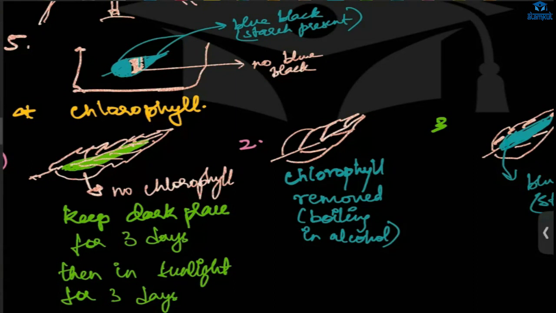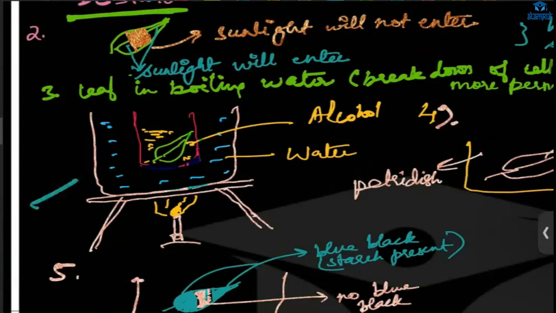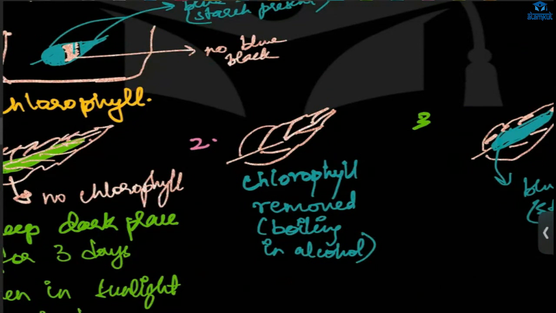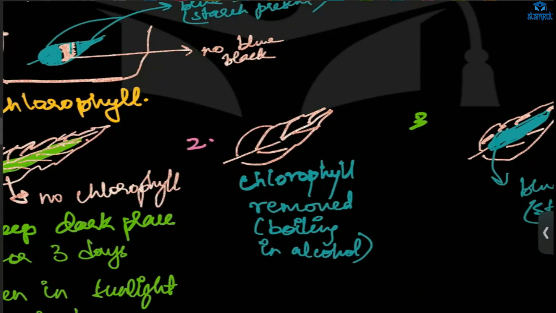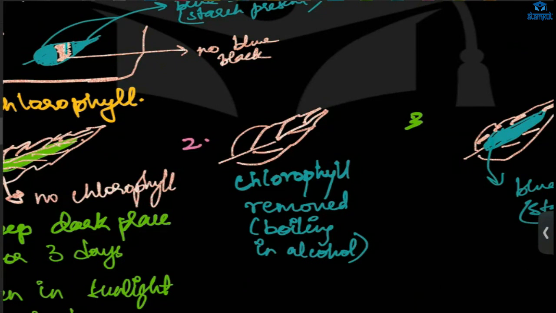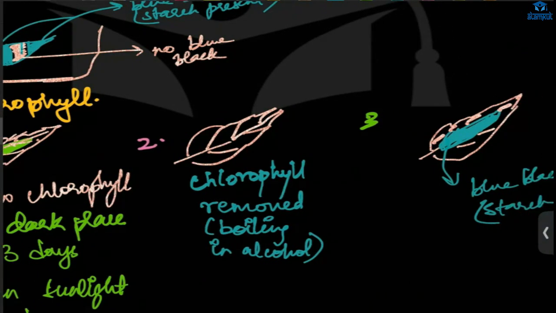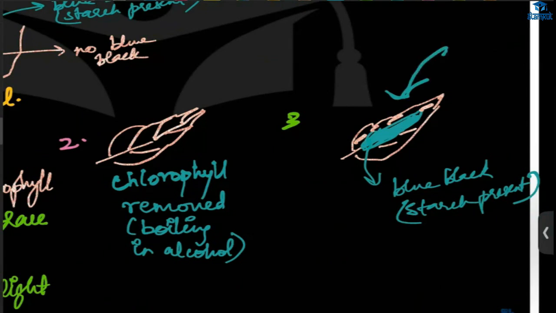Then what will we do? We'll boil the leaf in alcohol. How will we boil? Why do we arrange it like this? Directly we cannot boil alcohol, because it is highly inflammable and will catch fire. That's why we don't do that. After this, all the chlorophyll will be removed, so no chlorophyll is present. Next, we'll put iodine solution. Wherever there was chlorophyll, we find starch present, with blue-black color.